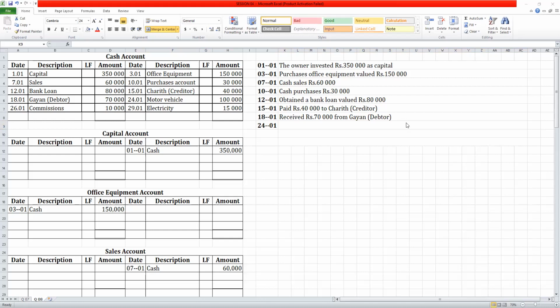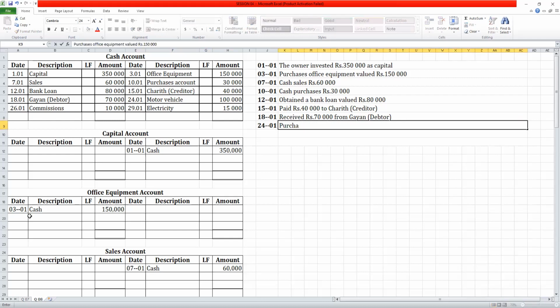That is the right decision. It is not paid 100,000 for motor vehicle. We do not say that. We have to say purchased a motor vehicle valued rupees 100,000. Understood? Purchased the motor vehicle valued rupees 100,000. Right?